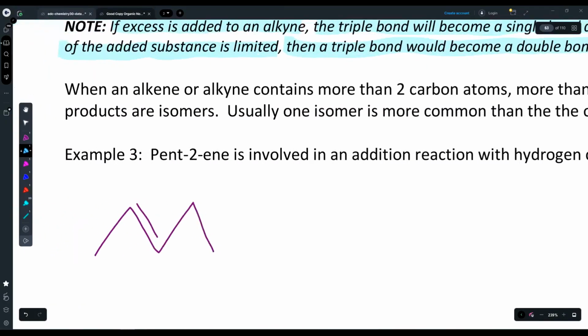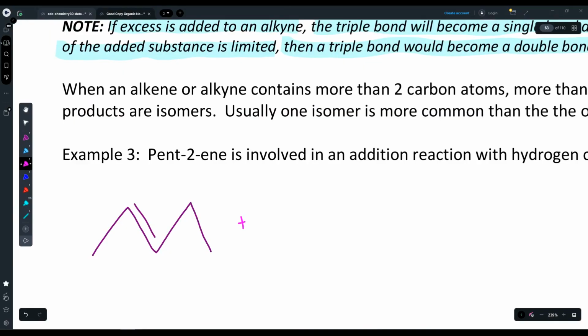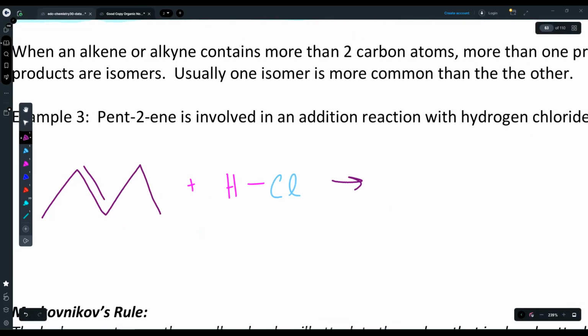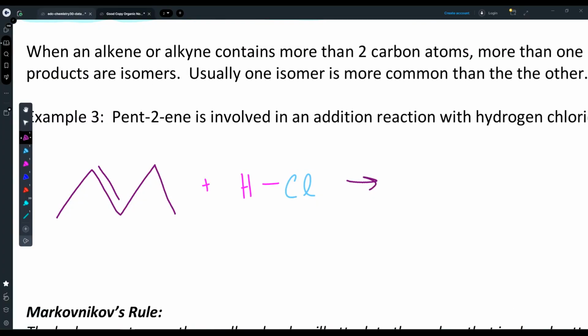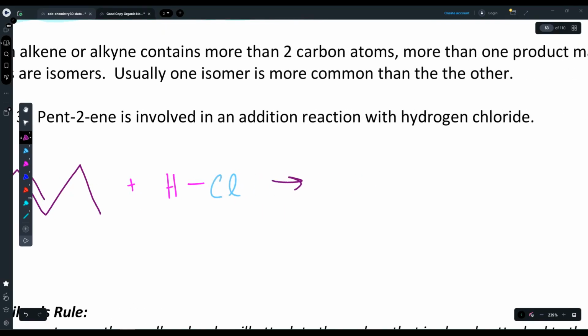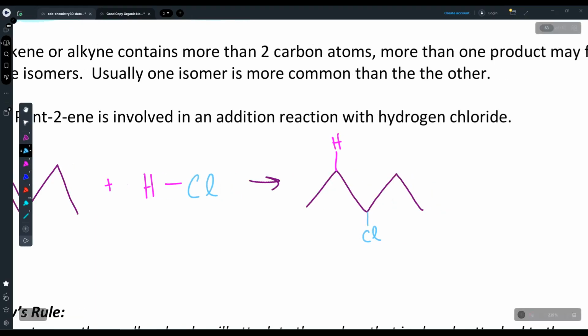Okay, so we're adding hydrogen chloride. So I'm going to color code this so it's just easier to track where everything's going. Okay, so with this, one of our products, the hydrogen will be added, let's say, on the leftmost side of the double bond. Okay, so let's draw that out. 1, 2, 3, 4, 5. We have our hydrogen, and then we have our chlorine added to the other side.